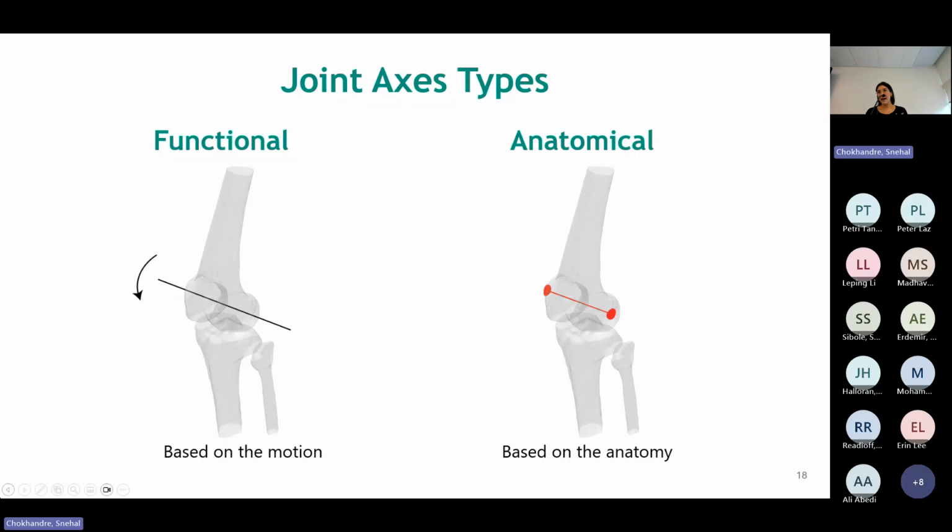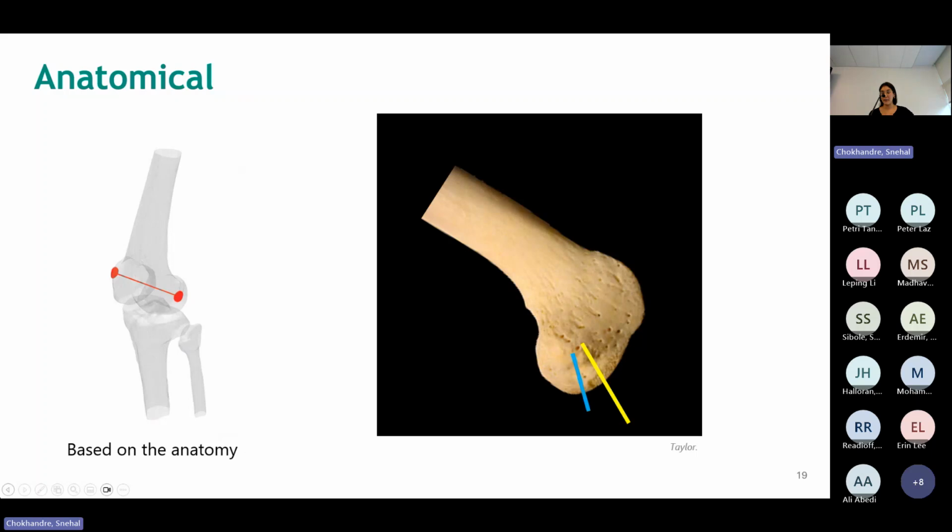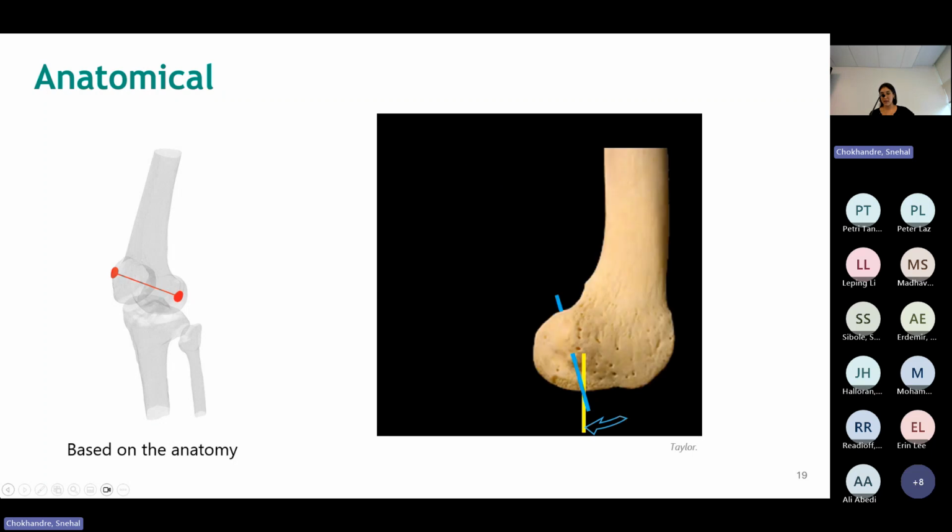Otherwise, we have anatomical axes. And here we'd rely on the position of bony landmarks like the epicondyles, right, to define our axes. Here you will have some crosstalk, just because of the nature of how we're defining it. But there is the added benefit that, assuming you identify the landmarks correctly, there's an anatomical consistency in how those axes are defined between subjects.